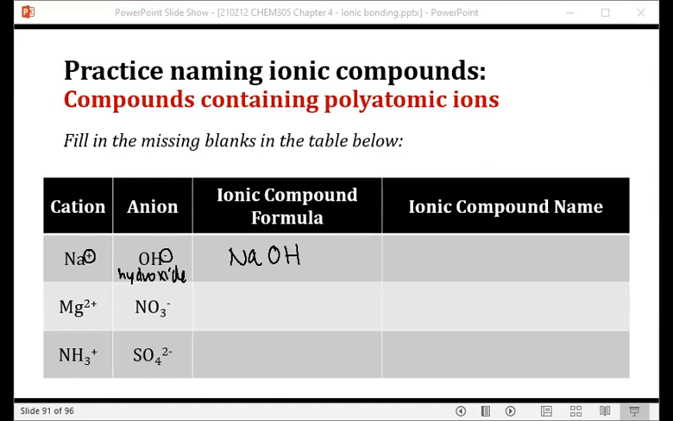So NaOH, and then to name this, we name it like a regular type 1 ionic compound, where you name the metal first, sodium. And because sodium is a type 1 metal, we don't need any parentheses with Roman numerals. And then in place of the non-metal, we just name whatever the anion is. And in this case, the polyatomic anion is hydroxide. So this is called sodium hydroxide.